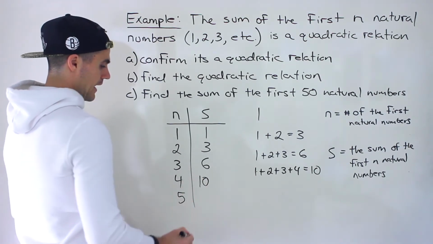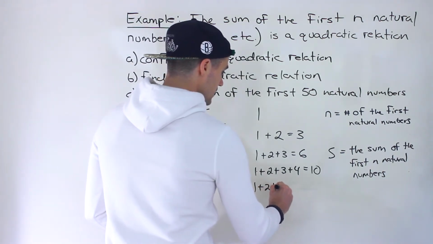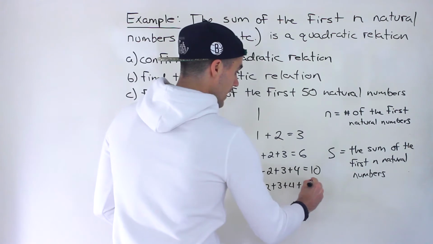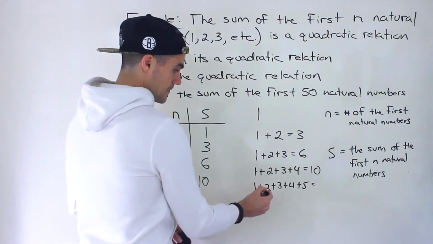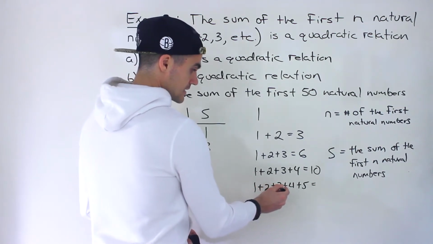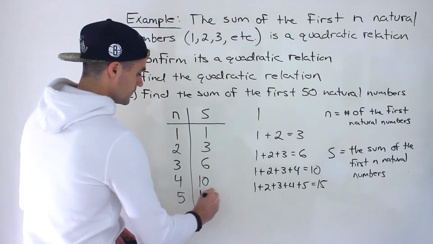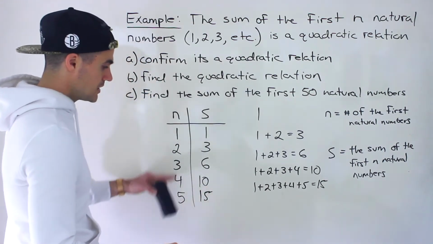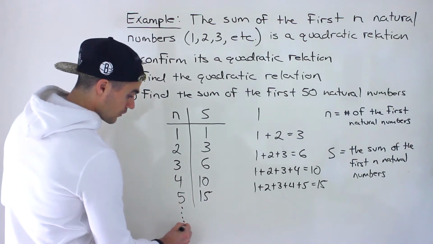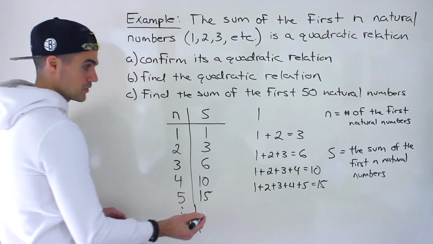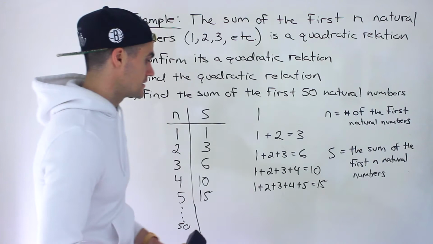And then we would have 5. Let's stop at 5. So we'll have 1 plus 2 plus 3 plus 4 plus 5, the sum of the first 5 natural numbers. 3, 6, 10, 15. So we would have 15 over here. And you could keep going. And in part C, we're going to have to find out for the first 50 what that sum is going to be. So notice that adding all of these up until 50 is going to take quite a while.